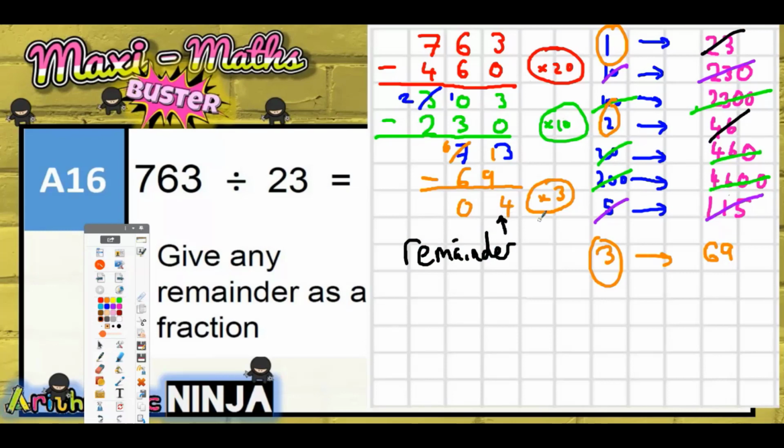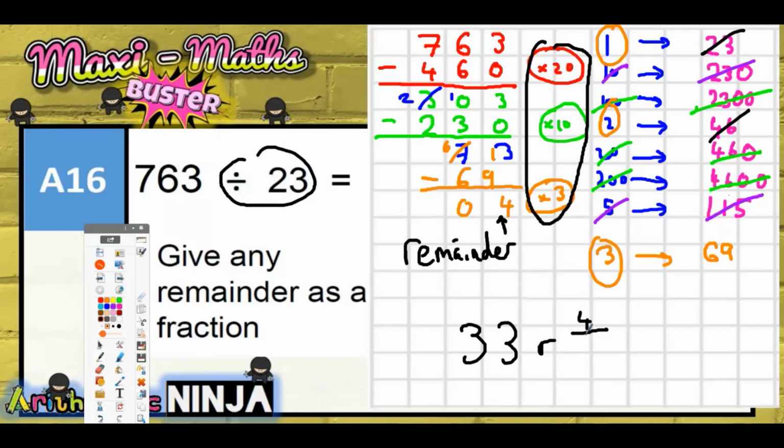So what we've got to do now is add up the chunks. We've got a chunk of 20, a chunk of 10, and a chunk of 3. So 20 plus 10 plus 3 makes 33. And we had a remainder of 4, so it's 33 remainder 4. Your remainder is divided by whatever the whole thing was divided by, which is 23. So it's 4 divided by 23, or 4/23. So your final answer for 763 divided by 23 is 33 and 4/23. Final answer.